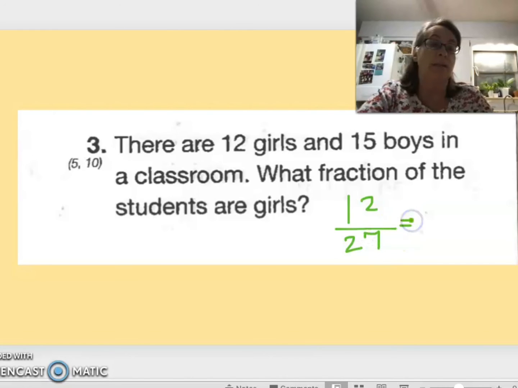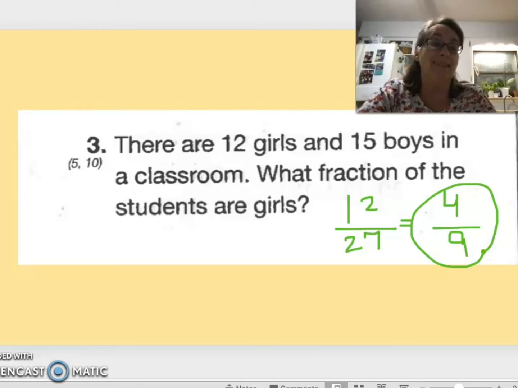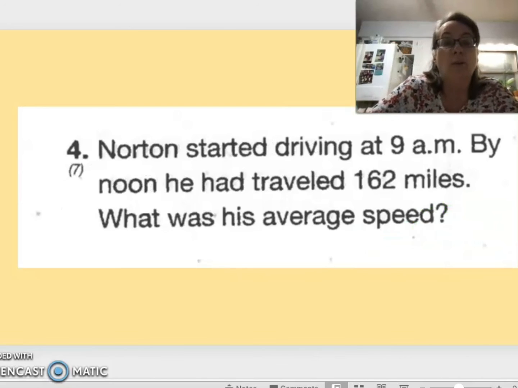Now we have to simplify. So we're going to divide by 3 on the top and divide by 3 on the bottom. And there's my answer. That one didn't require a lot of work, but you should show your original fraction and then show your simplification.